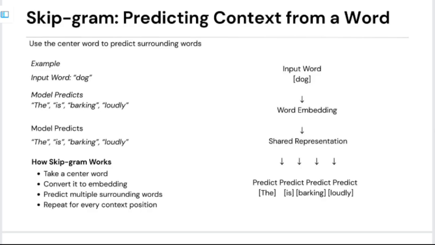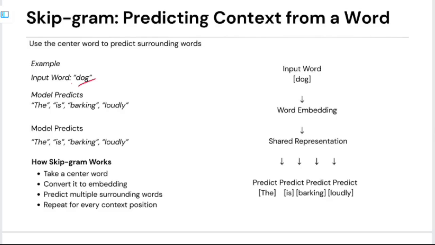So now we move on to the second model proposed by the paper, which is skipgram. Now we flip the idea completely. Instead of predicting the center word, we take the center word, for example dog, and try to predict the surrounding words: the, is, barking, loudly. This means that for each word we create several training examples, and this is very important because it allows the model to learn much richer relationships.